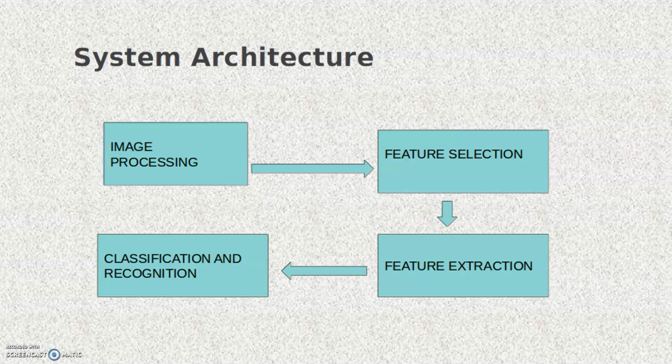And the system architecture of RCNN. First the image processing, then feature selection, feature extraction, and then classification and recognition. In the first phase, the image is taken as an input and divided into different blocks. Each block is considered as an image and features are extracted. Then they are classified and recognized as objects and it produces the output.